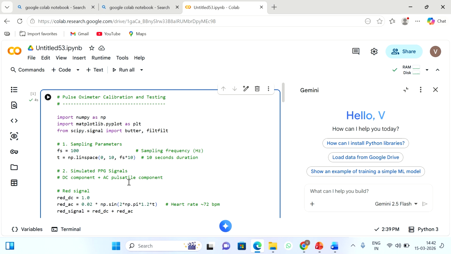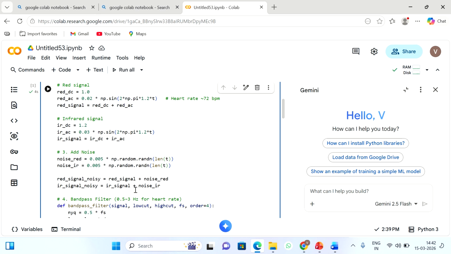1.2 hertz is normally the heart rate frequency. Since 1.2 hertz is per second, when it is converted into minutes, it is 1.2 into 60. That is 72 beats per minute. So heart rate is equal to 72 beats per minute. And then 0.02 is small in amplitude, that is the pulsating part. Then the final red signal is equal to DC and AC.